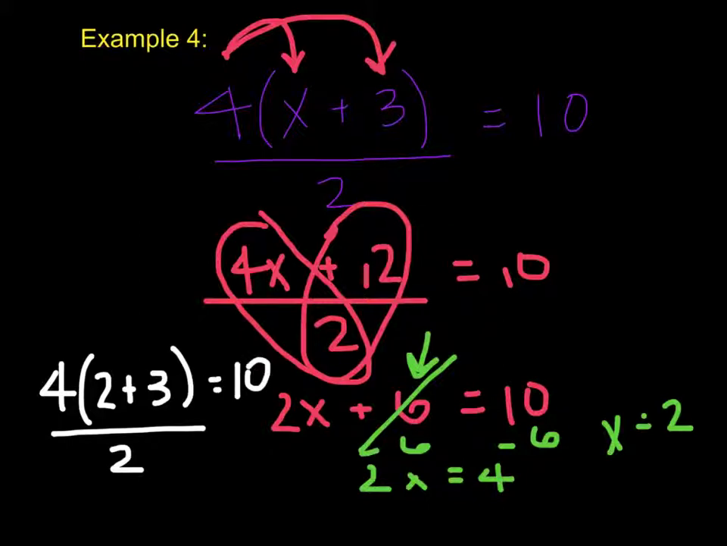And 5 times 4 is 20, so I have 20 divided by 2 equals 10, and 20 divided by 2 is 10. So x equals 2.